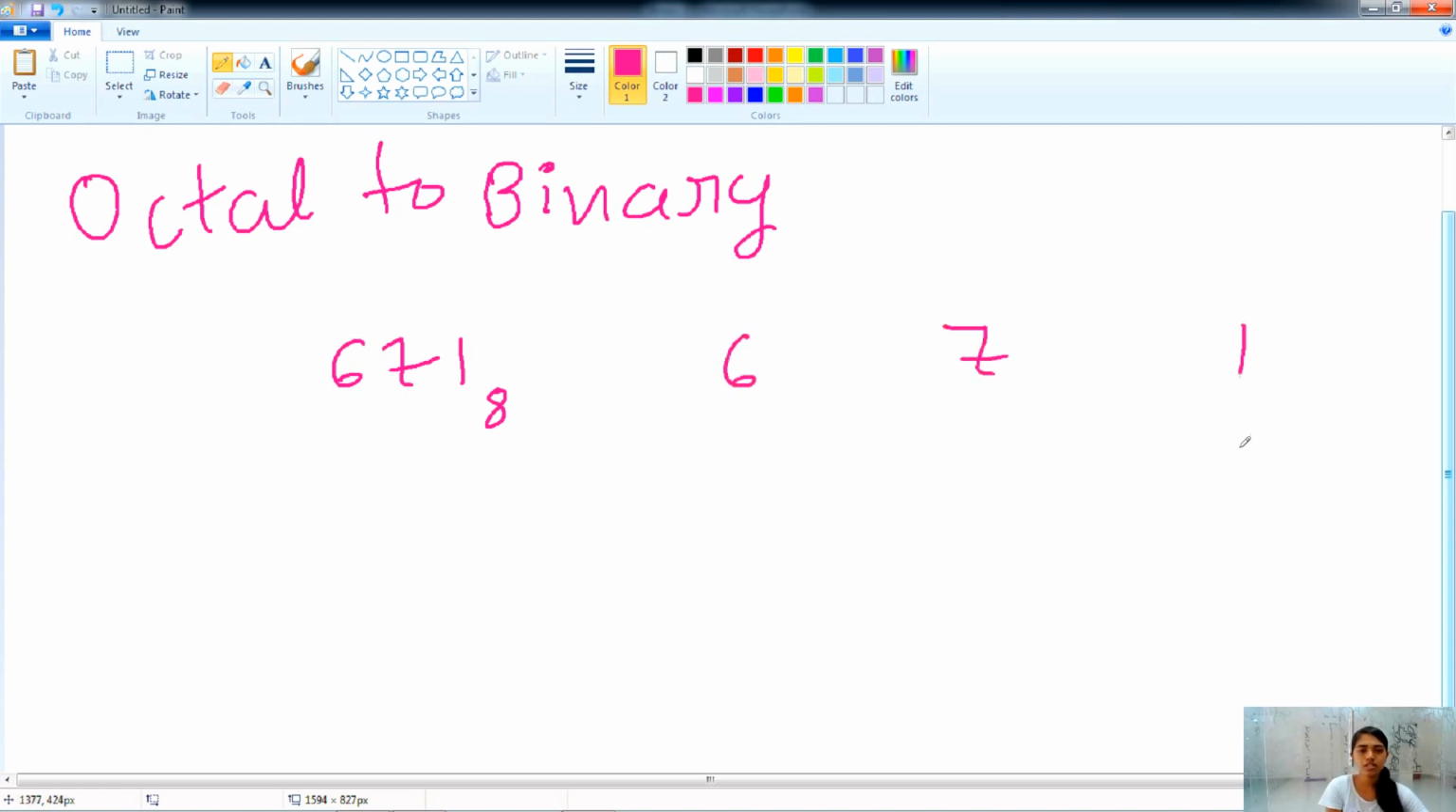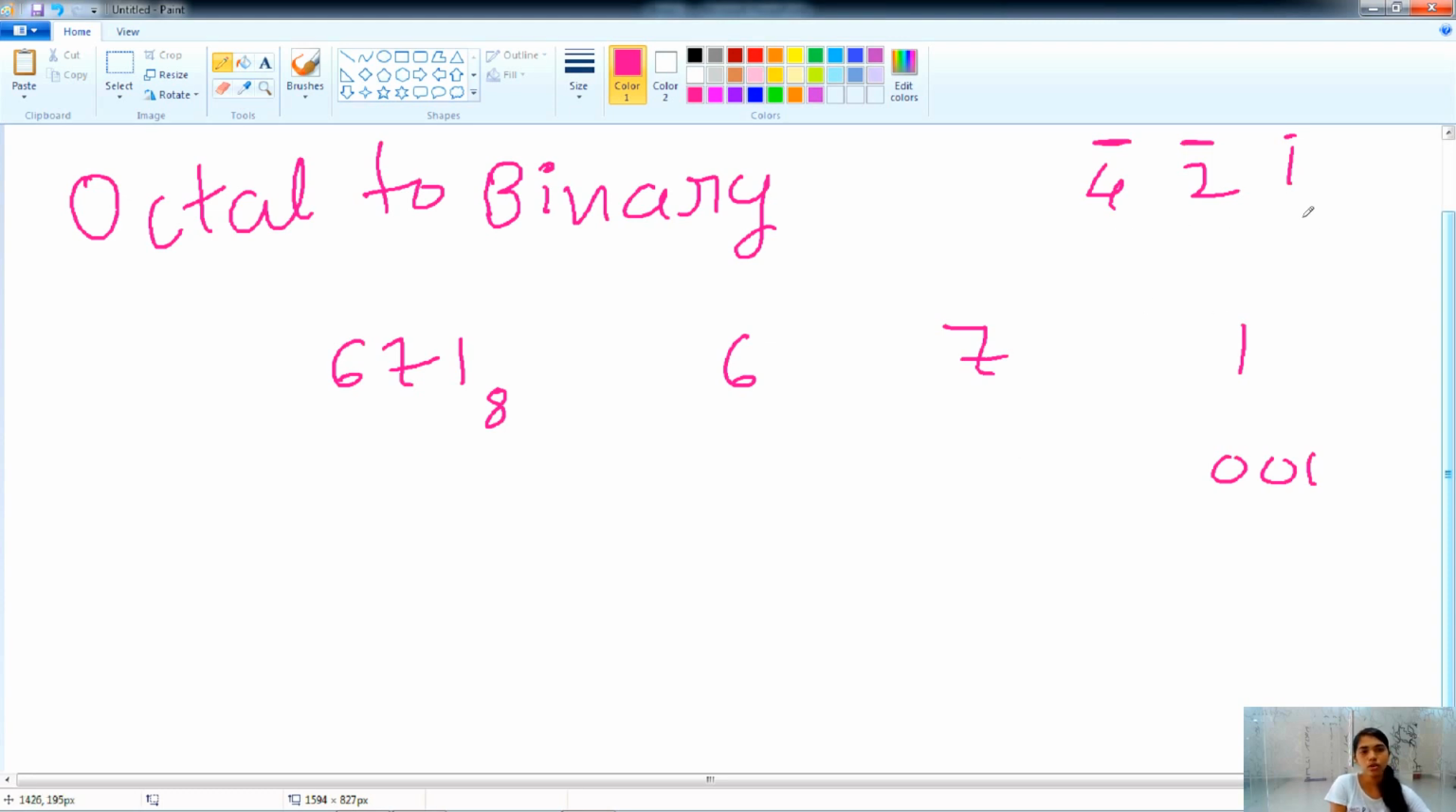Now, we have to find a binary number for all these 3 digits. That would be 6, 7 and 1. For 1, just write it down like this, 4, 2, 1, because the first place in binary will have 1 as value, second place would have 2 as maximum value, and third place would have 4 as maximum value. For 1, it would be 0, 0, 1 as the last place has 1 value, right?